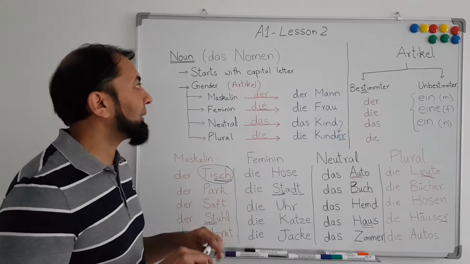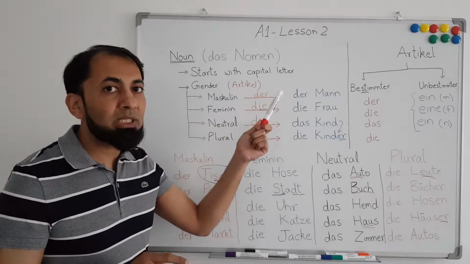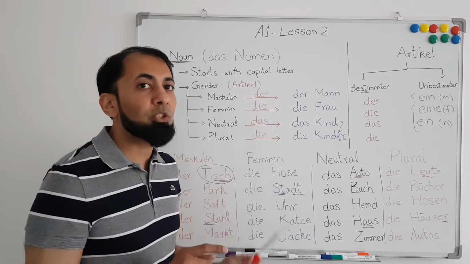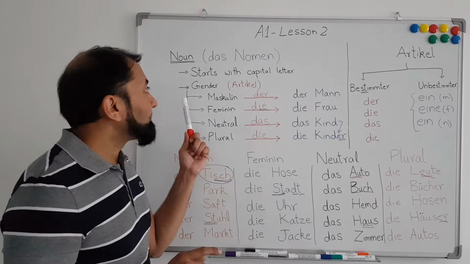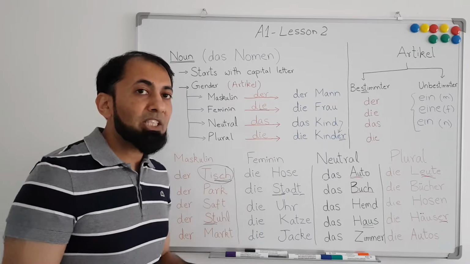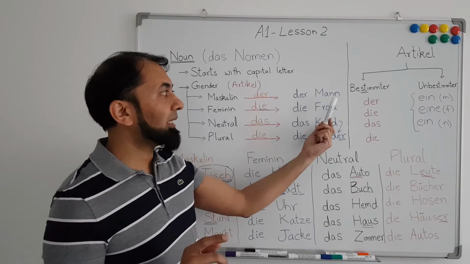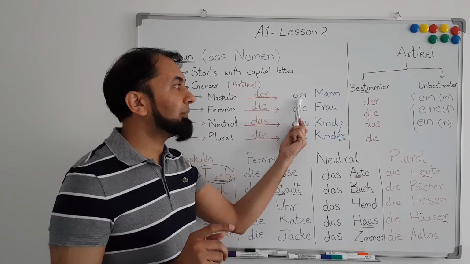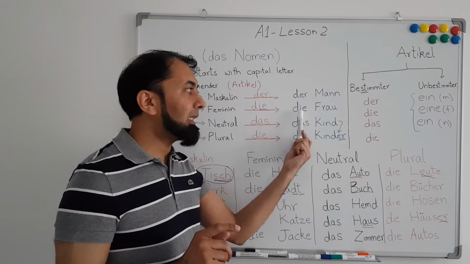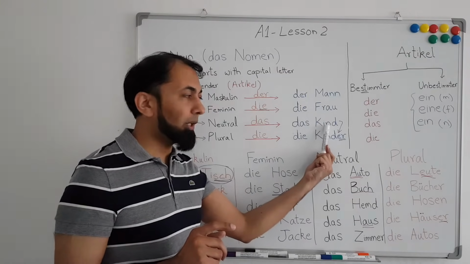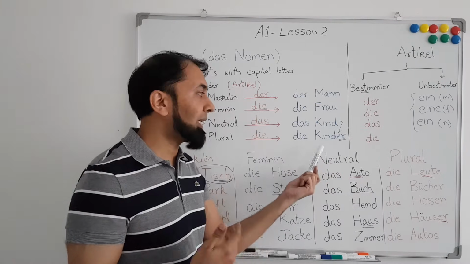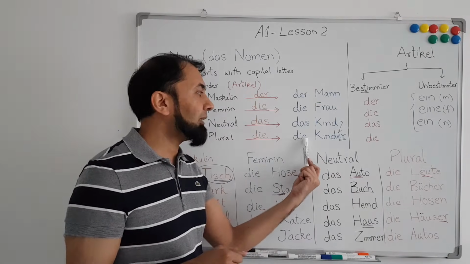I'll quickly recap it. All the nouns in the German language start with a capital letter, irrespective of the noun's position in the sentence. Next, all German nouns have an article. They have a gender, and if the gender is masculine, the article will be der. If the gender is feminine, the article will be die. If the gender is neutral, the article will be das. If the noun is plural, then the article will be die.